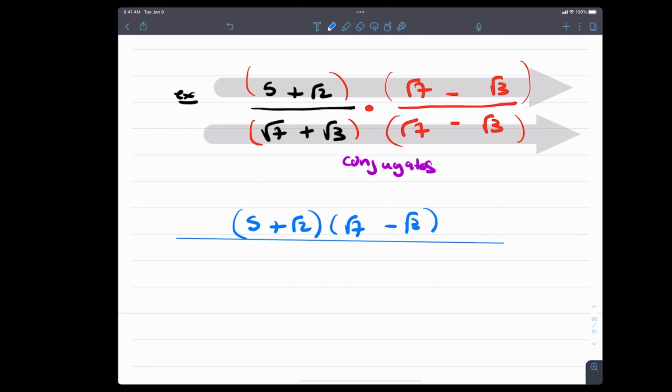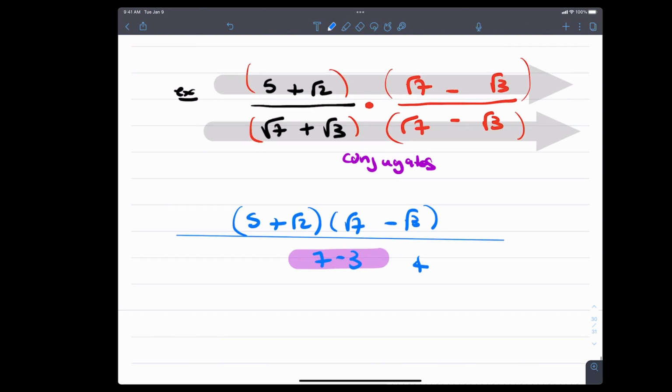And then you know what's nice on the bottom? Since I have conjugates, what do I get to do in the bottom here? I have conjugates. So what do you think I get to put down? Absolutely. 7 minus 3. Outstanding. And we know what that is. That's going to be what? 4. But the problem is, what do you think you have on top?